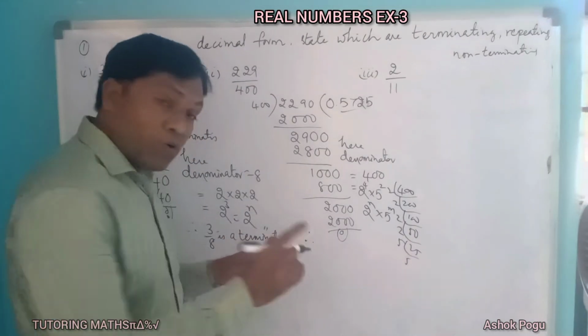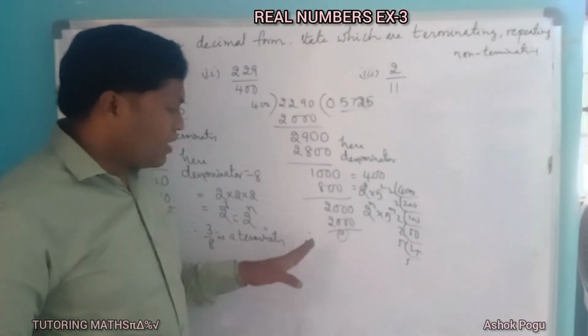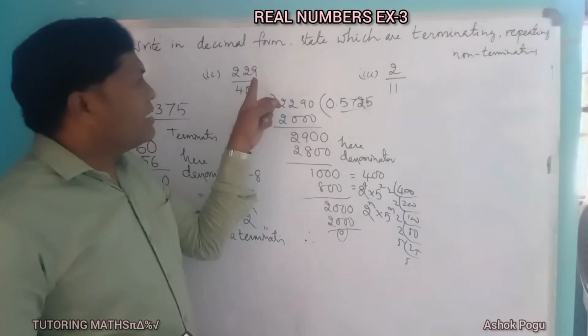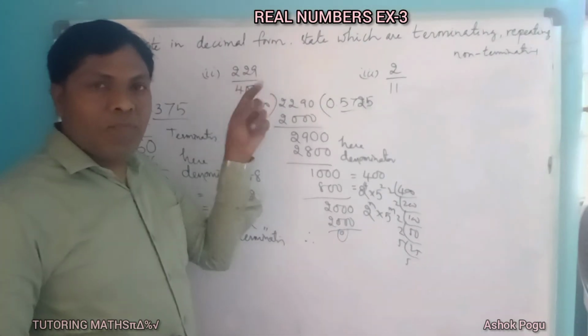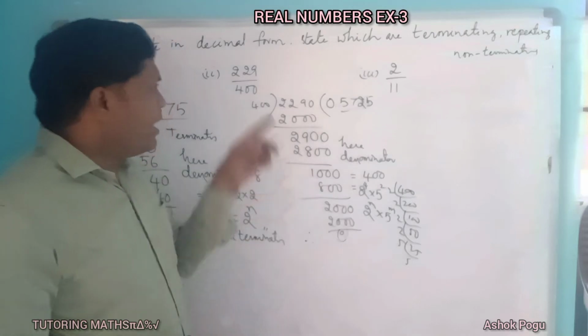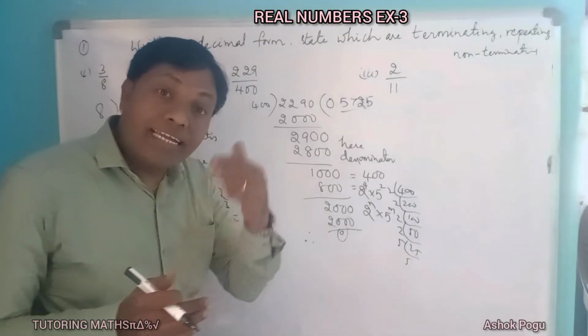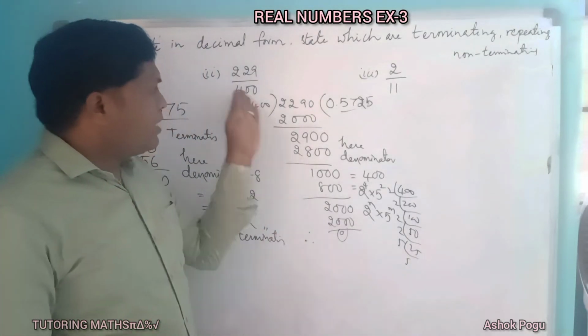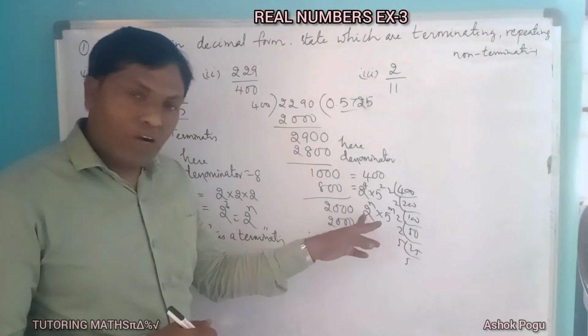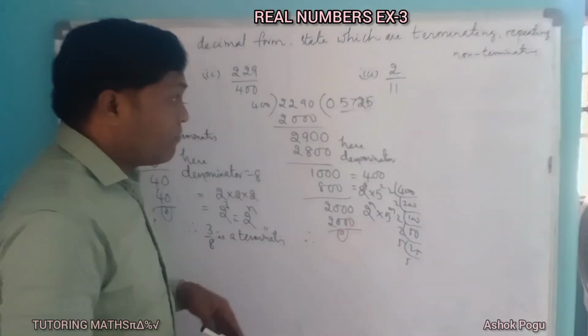So therefore you write the final statement of the solution. Therefore, this decimal form is a terminating decimal. This gives us a terminating decimal because the denominator is expressed in the form of 2 to the power of n into 5 to the power of m.